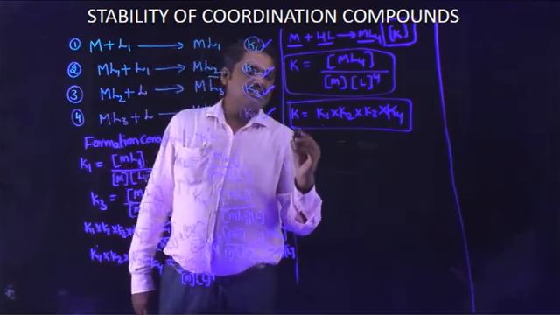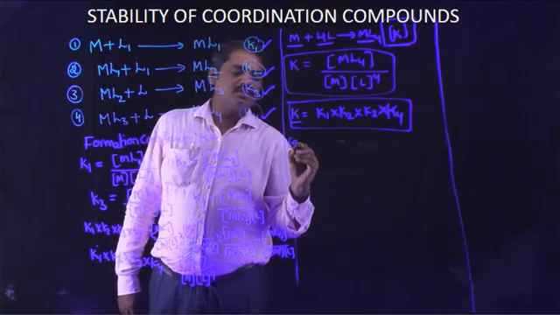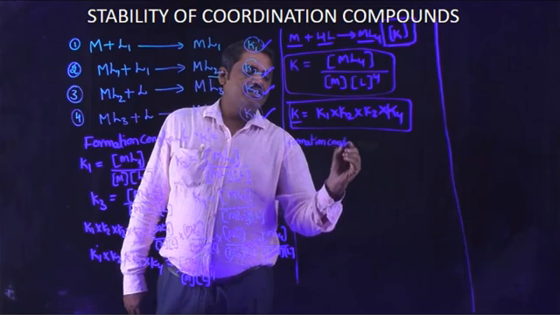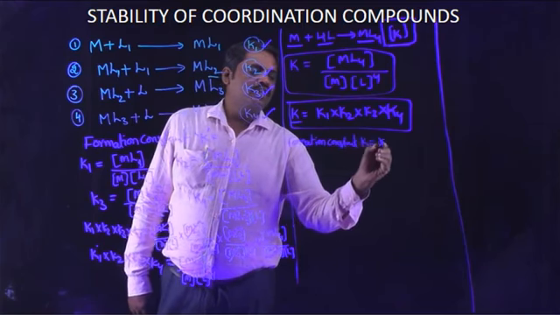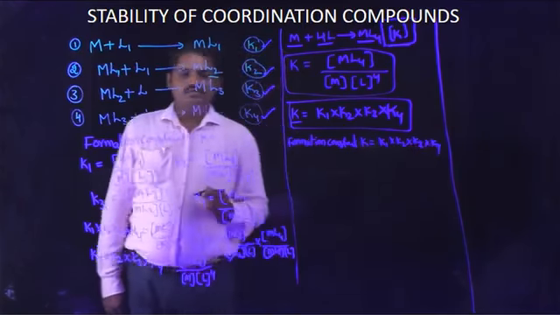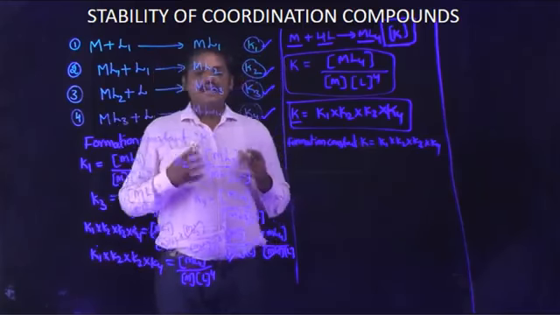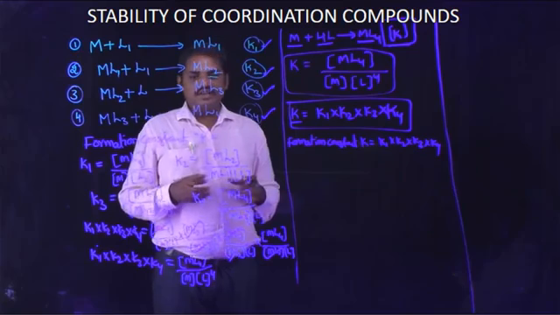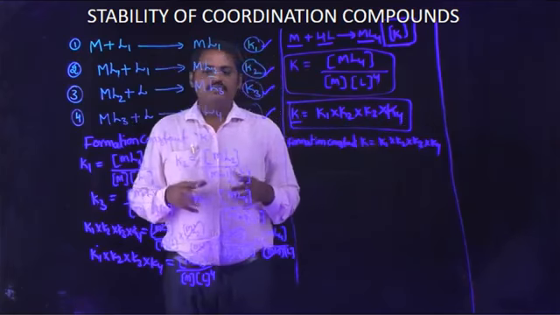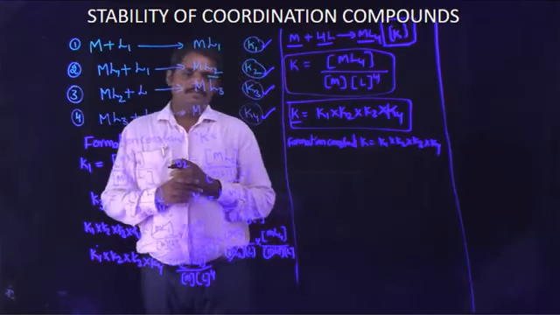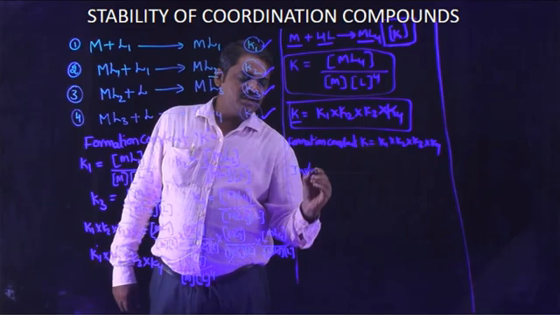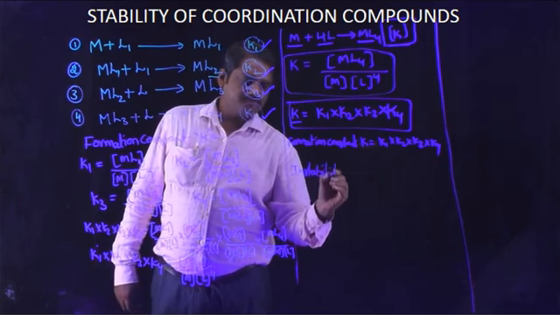This constant is known as the formation constant. The formation constant K is equal to K1 into K2 into K3 into K4. If the given reaction has n steps, the formation constant K is equal to K1 into K2 and so on up to Kn. This is the formula to calculate the formation constant. And next, another term is there, that is the instability constant.